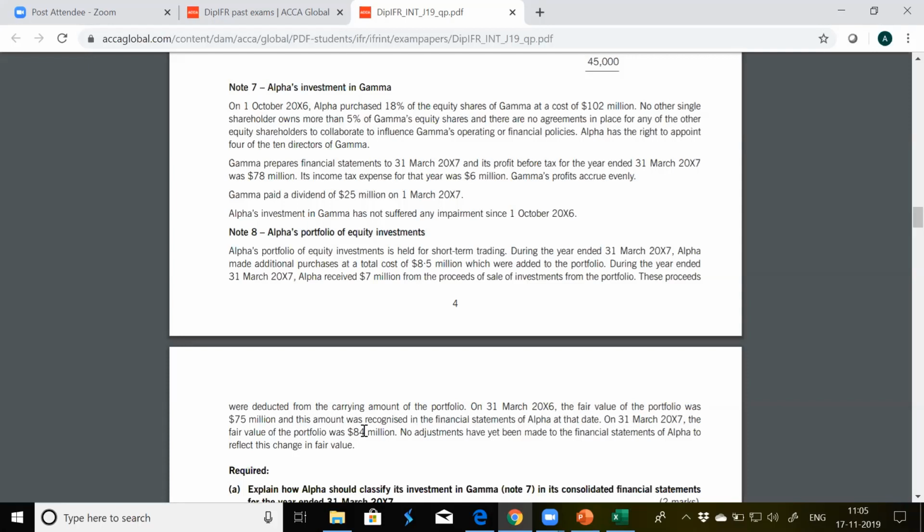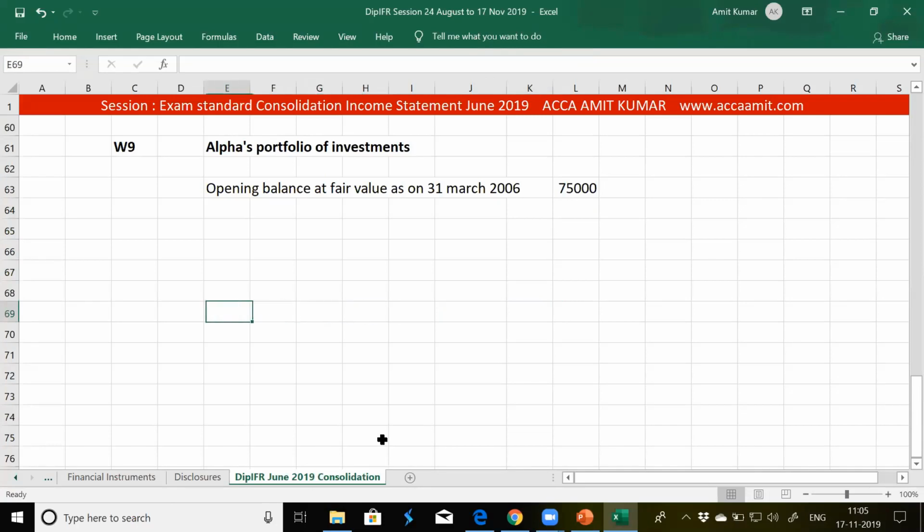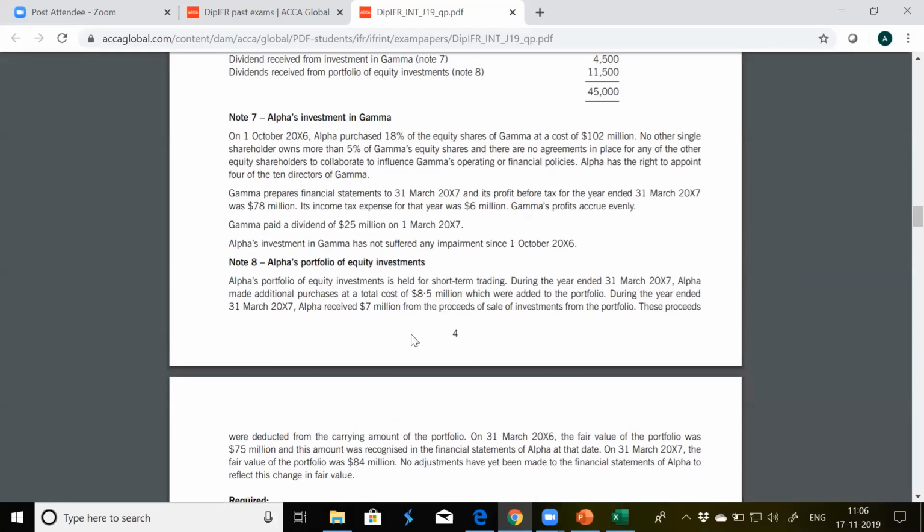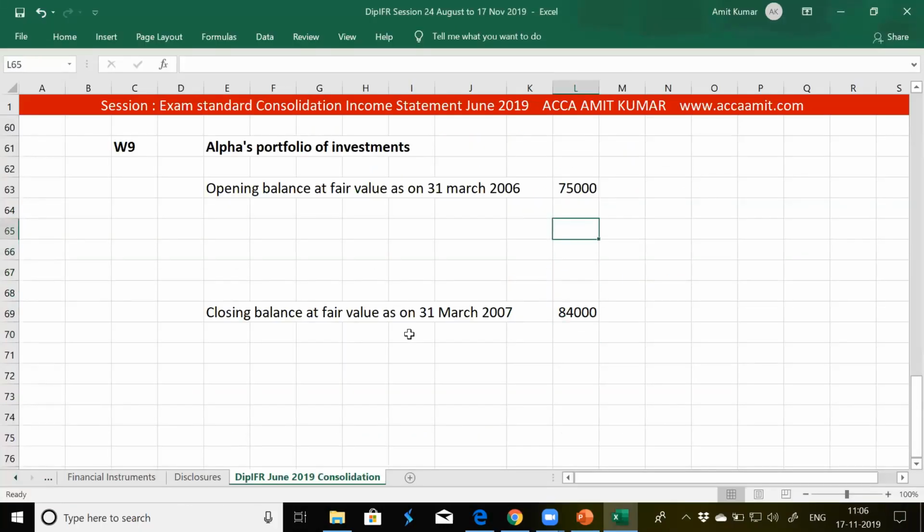On 31st March 2007, the fair value of the portfolio was 84 million. So we know the closing value. Closing balance at fair value as on 31st March 2007, that is 84,000, given to us. They made additional purchases during the year. Purchases during the year worth 8,500.